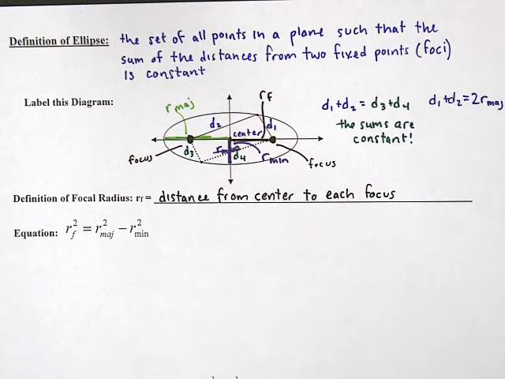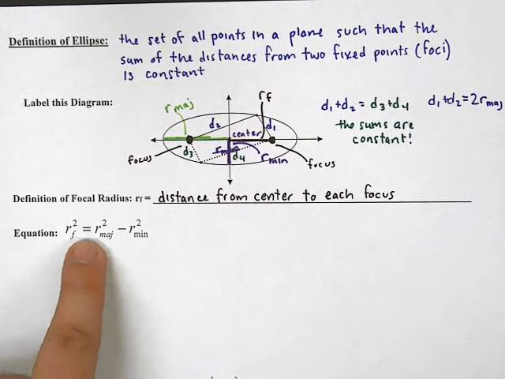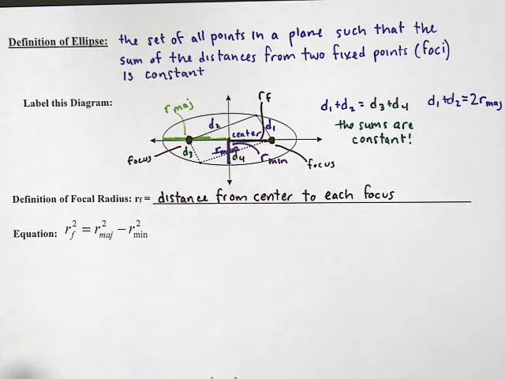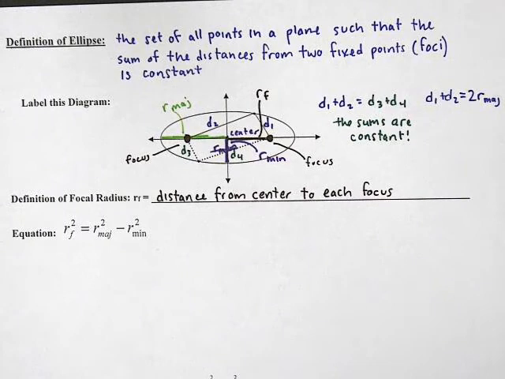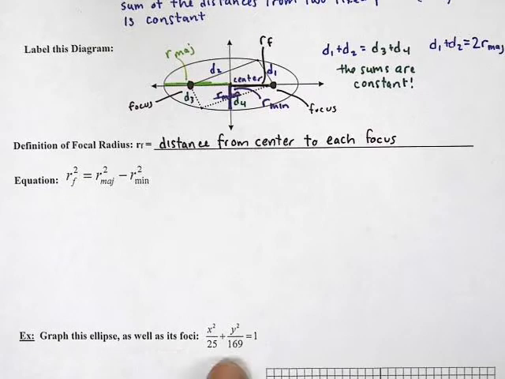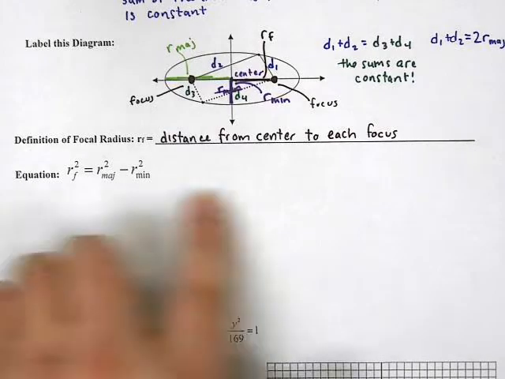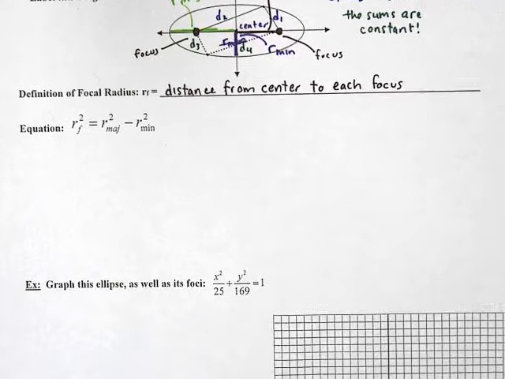We have this equation, and we can always get the focal radius by using r sub f squared is equal to r major squared minus r minor squared. All right, so we're going to come back to this in a second, but I'm going to start example 1, and then we're going to come back and do some calculations in this section. Okay?